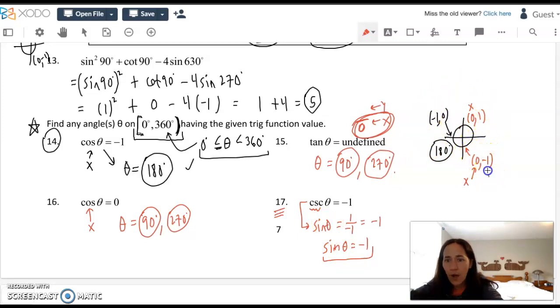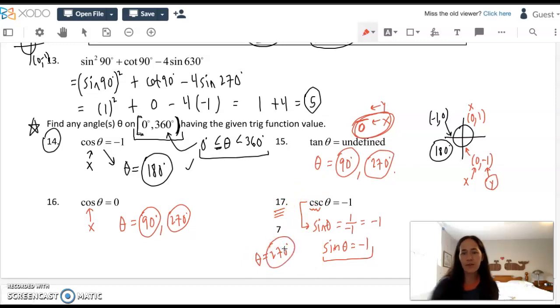The only time the y coordinate is going to be way down as low as it can possibly be on the unit circle, and -1 is going to be at theta equals 270 degrees. So just thinking about it the other way around.